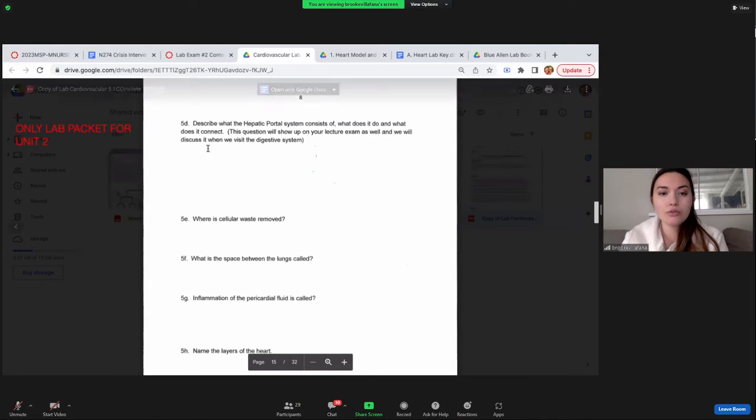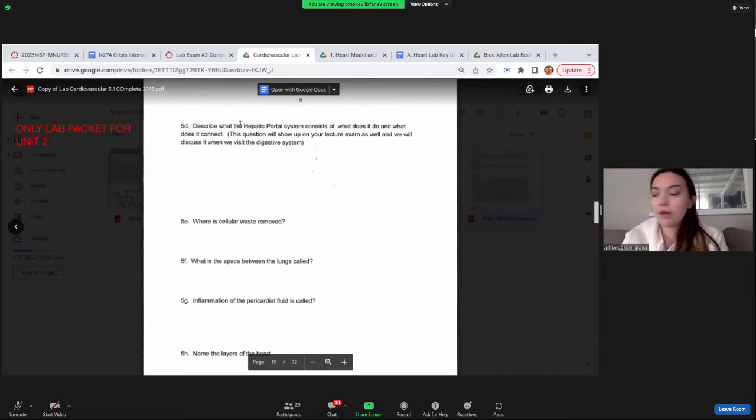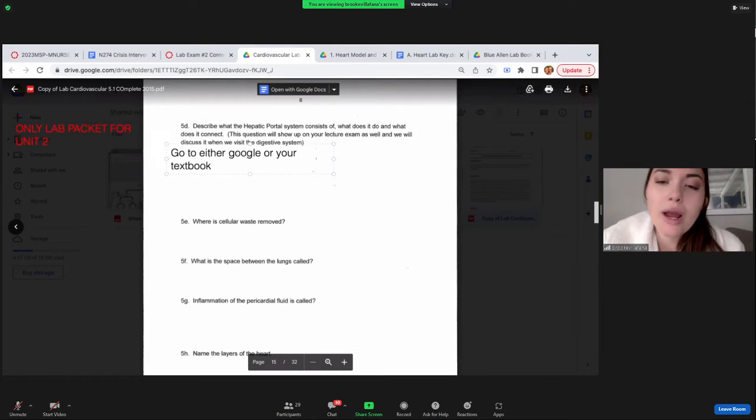Moving on to 5D. This says, describe what the hepatic portal system consists of, what does it do, and what does it connect? And it says this question will show up on your lecture exam, and we will discuss it when we visit the digestive system. The way that you're going to find this answer is you're going to go to either Google or your textbook. I actually would recommend probably Google.